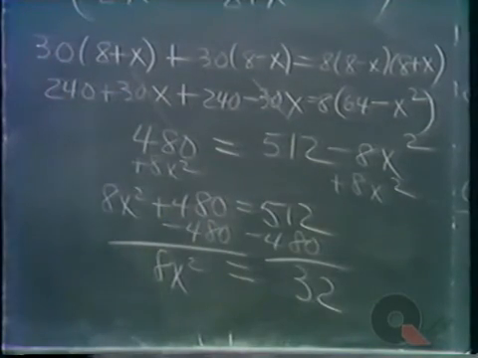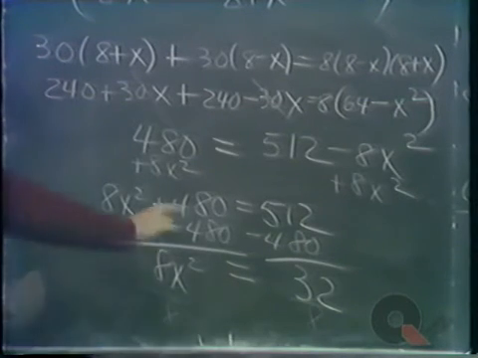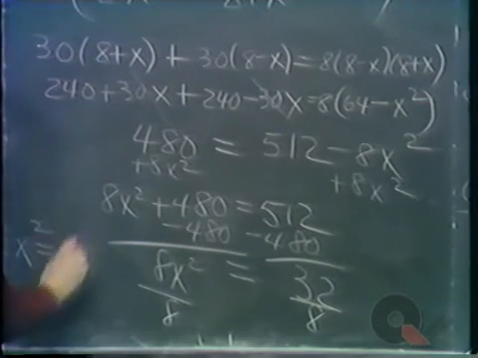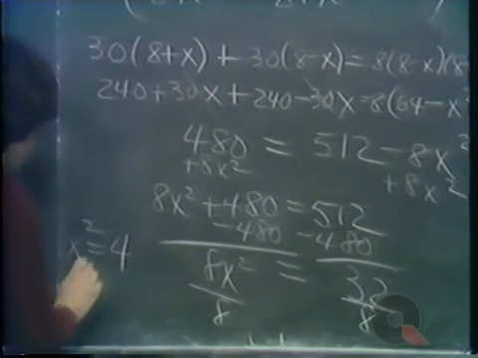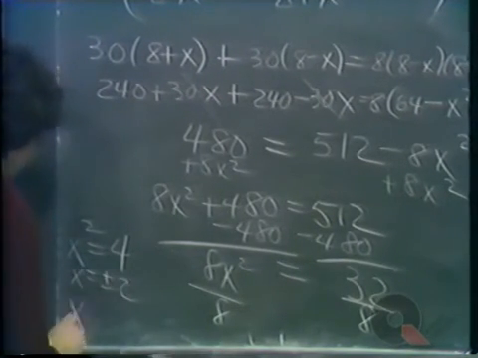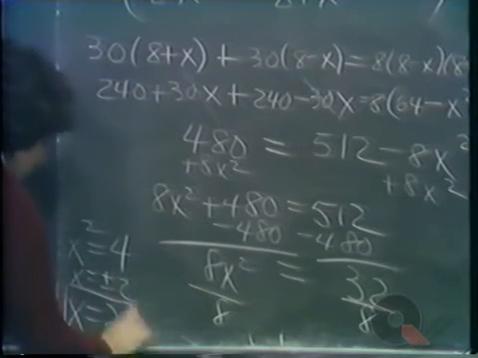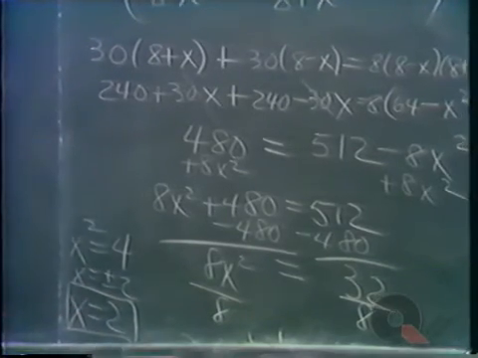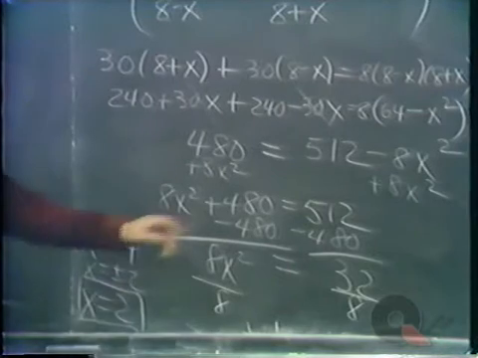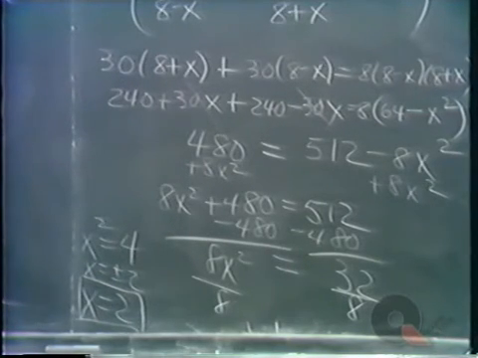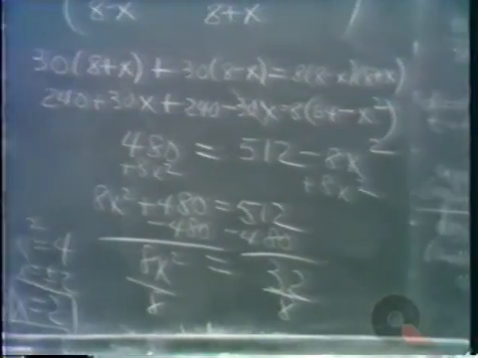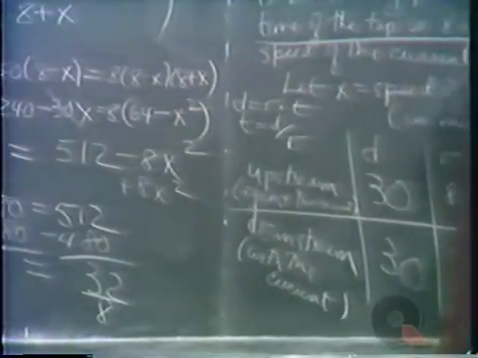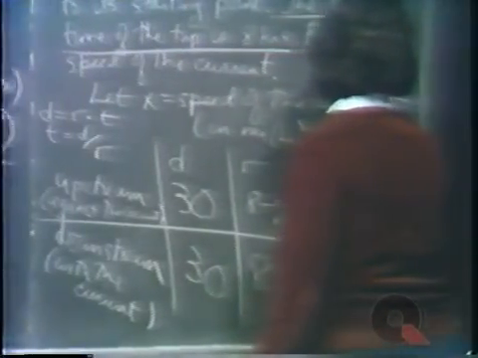If 8x squared equals 32, x squared equals 4. X is plus or minus 2, but of course, we would only accept x equals 2, since it's a speed and we're not going to have a negative speed. So, the speed of the current, we believe the answer is the speed of the current is 2 miles per hour. The answer here, 2 miles per hour.